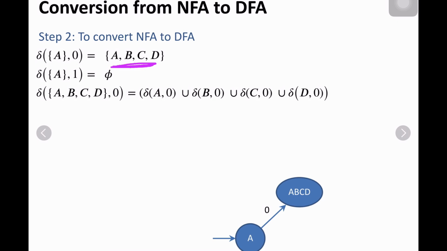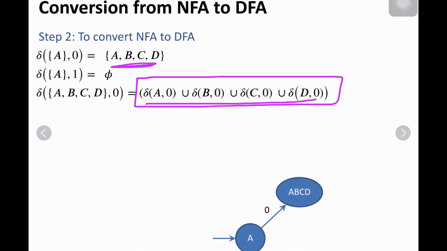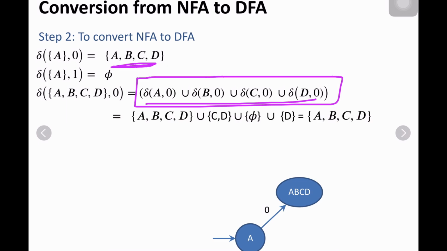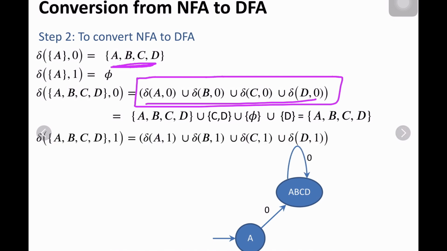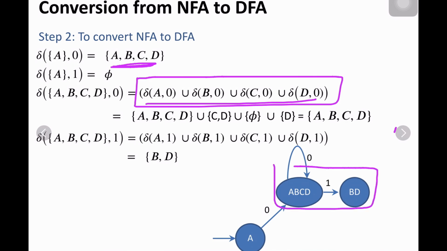Then A, B, C, D on 0, you can split like this: A on 0, B on 0, C on 0, D on 0. This transition you can look at in the previous slide, the given NFA. You will get A, B, C, D itself, right? A, B, C, D on 0 is A, B, C, D only. Then A, B, C, D on 1, you get B, D. So this is also over, the transitions I have computed.